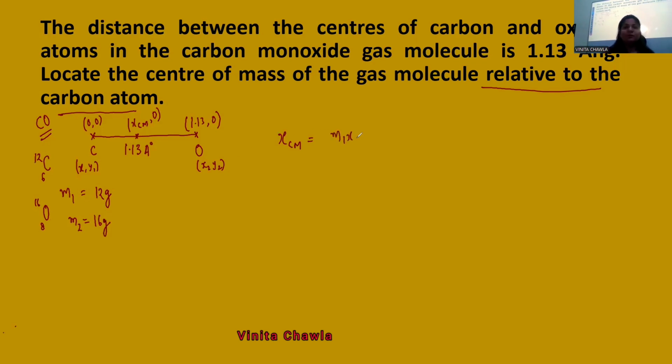So (m1 x1 plus m2 x2) upon (m1 plus m2). Okay, m1 is 12, x1 is 0, m2 is 16, x2 is 1.13 in angstrom, divided by the distance, which is in angstrom, right, between the atoms. So the coordinates we have written as 1.13, not 1.13 times 10 to the power -10. Coordinate में इतना क्या फर्क पड़ता है? It's just a number. So m1 plus m2, 12 plus 16.